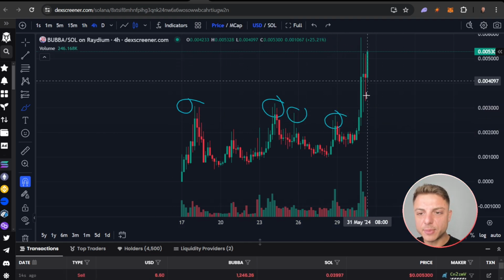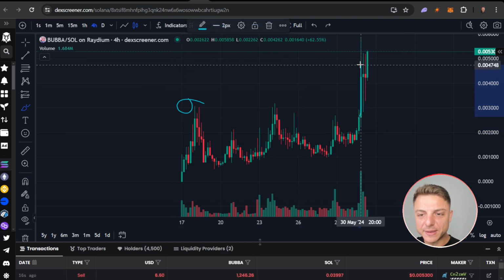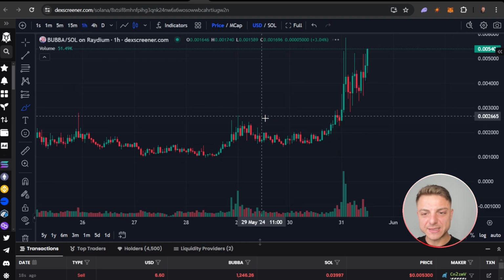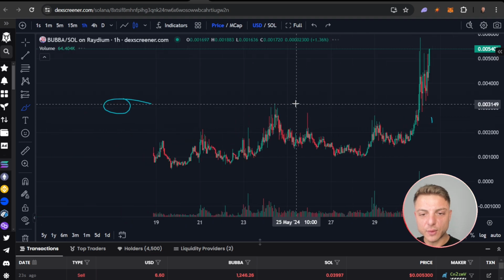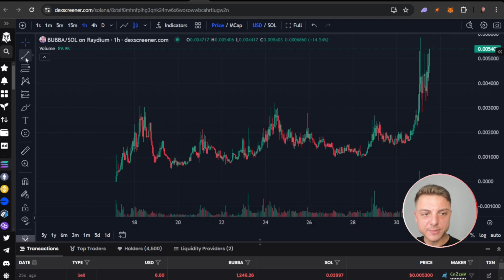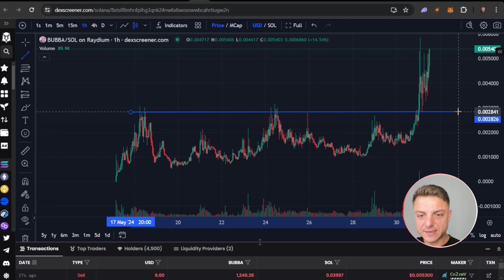And what actually happened right here? We got the break up in this level. Let's move to the 1 hour so we can see it even better. Look what happened. We got the break up in this level. Scroll out a little bit. Absolutely fantastic. Look at this resistance level right here.